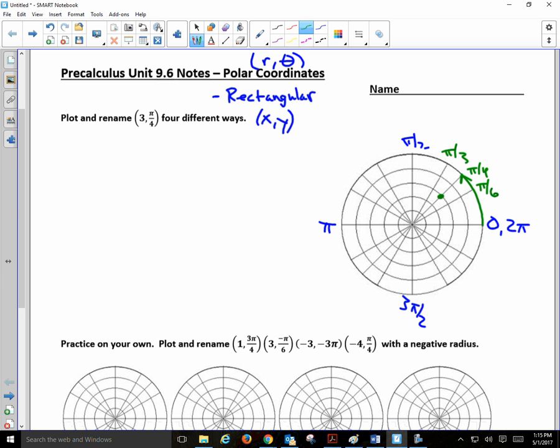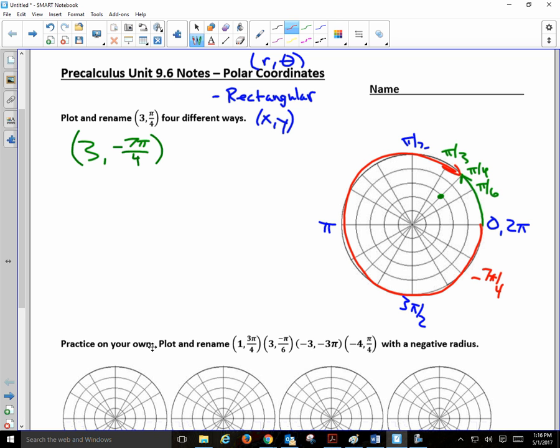Now what I'd like to do is rename it. (3, pi over 4) would be the same as (3, negative 7 pi over 4). Would you agree that (3, negative 7 pi over 4) would put me in the very same location? Why is that? Yeah, if I move the other direction 7 pi over 4, so that's negative 7 pi over 4, you can see you then move 3 units in that direction. I just want you to understand that if you have (3, negative 7 pi over 4), you would be in the exact same position.